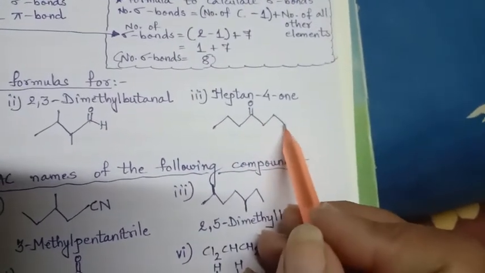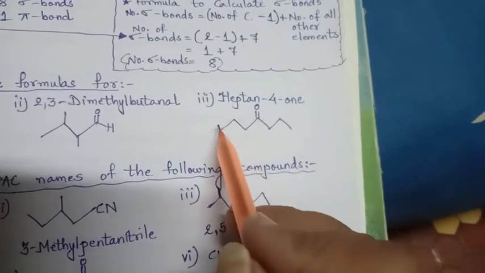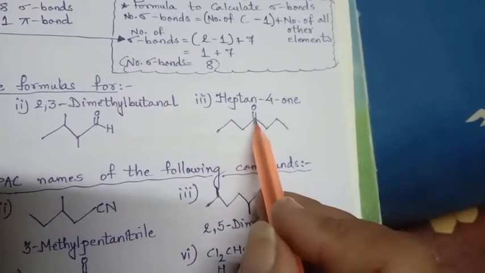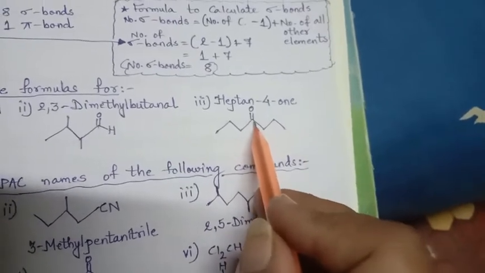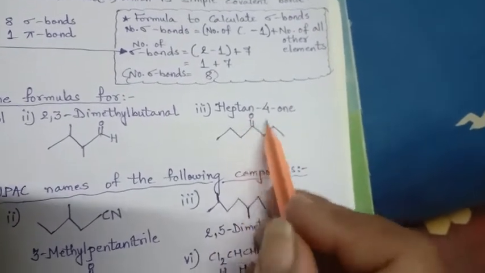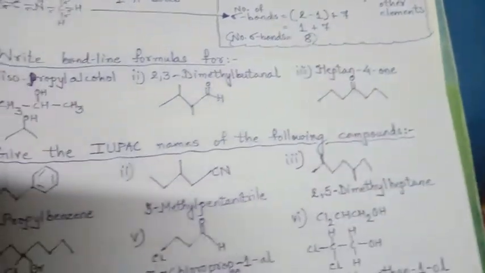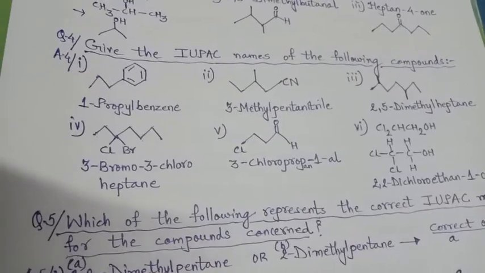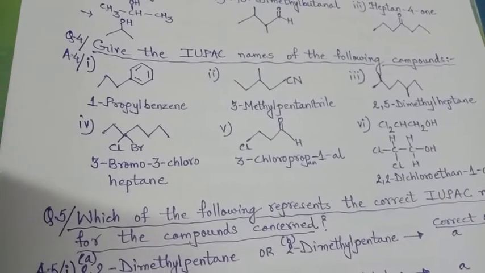So if we count from there 1, 2, 3, 4, or if we count from here 1, 2, 3, 4, it is similar from either side. So on the 4th position, double bond O, carbon, double bond O, ketone group. So hept-4-one.